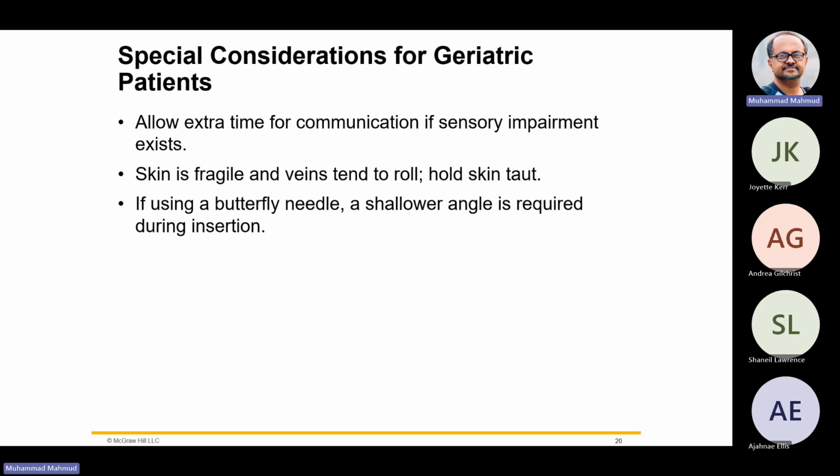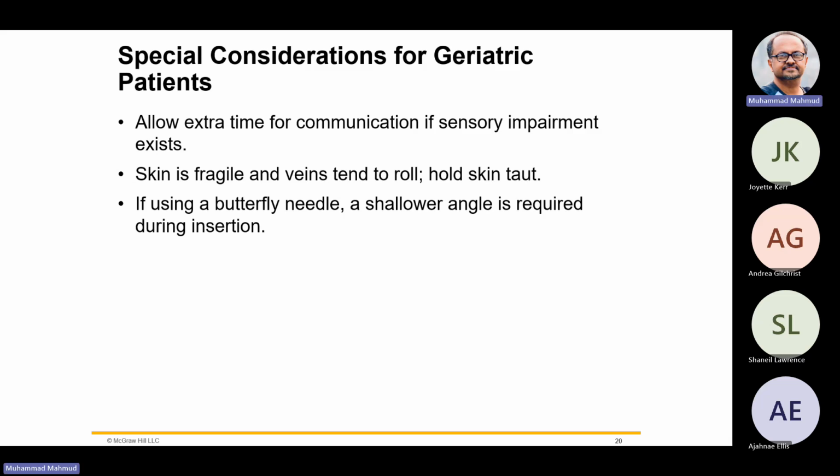What about geriatric patients? Elderly patients often have physical challenges not present in younger patients, including arthritis and diseases that cause tremors. The needle may need to be held at a shallower angle. The normal angle is 15 to 30 degrees, but this time it will be less than that.